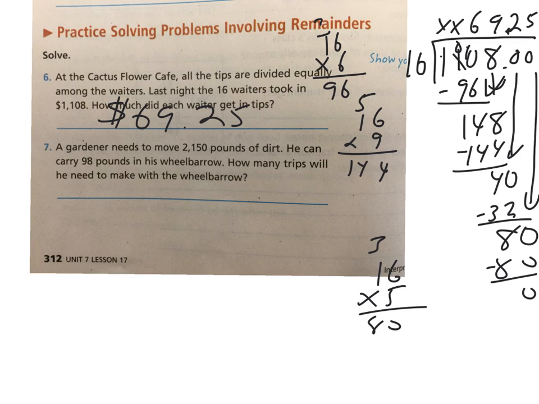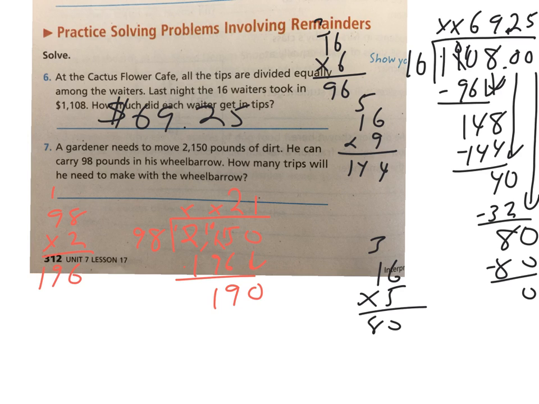that you have to take one more wheelbarrow trip. So 2,150 pounds of dirt divided by 98 pounds in each wheelbarrow. Doesn't go into 2, doesn't go into 21. 98's easy math, it's almost 100, so that's going to go in 2 times. 98 times 2 is 196. Subtract, borrow, 0, that's a 10, borrow, so that's 9, 1, 19, bring down the 0.